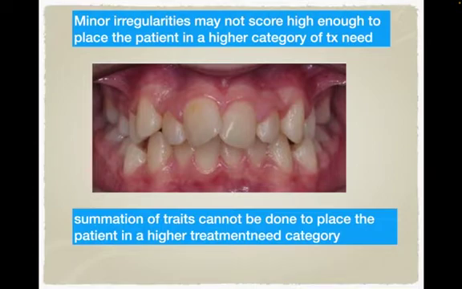And one of the most important limitations of the IOTN, as I think about it as well, is that we can't do a summation of the malocclusion. So for example, you have a patient with crowding, deep overbite, and increased overjet. It's much more difficult than a patient with well-aligned teeth, normal overbite, and increased overjet. But the IOTN score for both groups is the same, because the highest hierarchy goes for the overjet. Once you evaluate the overjet, then that's it, done.